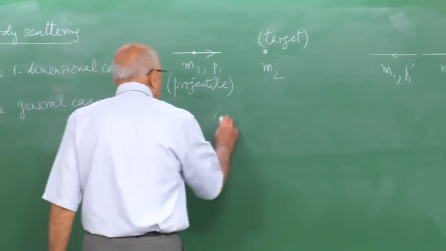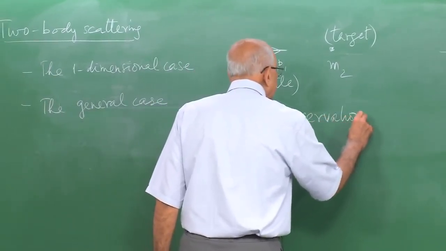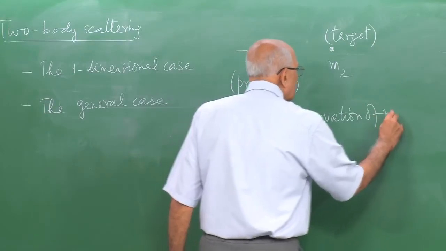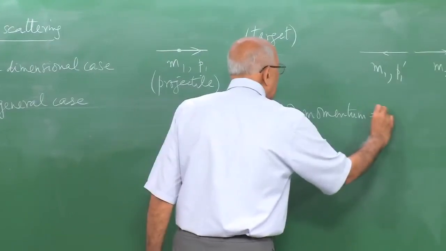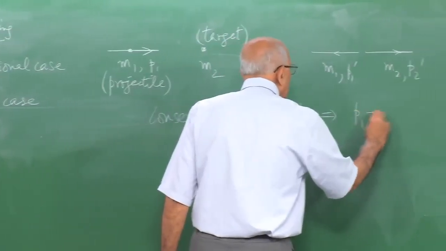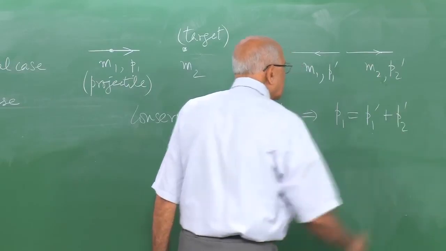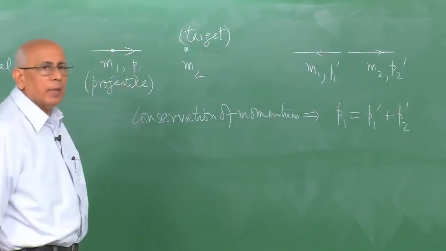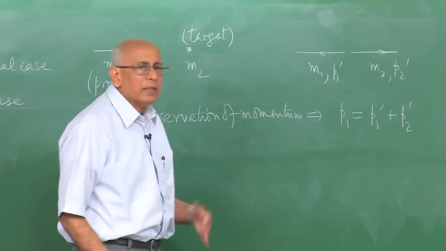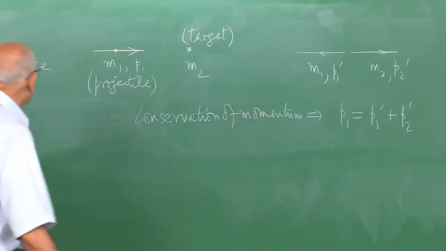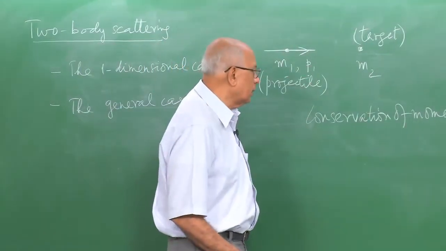Conservation of momentum implies that the initial momentum should be equal to the final momentum. So p1 is p1 prime plus p2 prime, the algebraic sum of the two, and I do not need to put vector signs in this case because it is the one dimensional case, everything is moving along a given line, say the x axis.